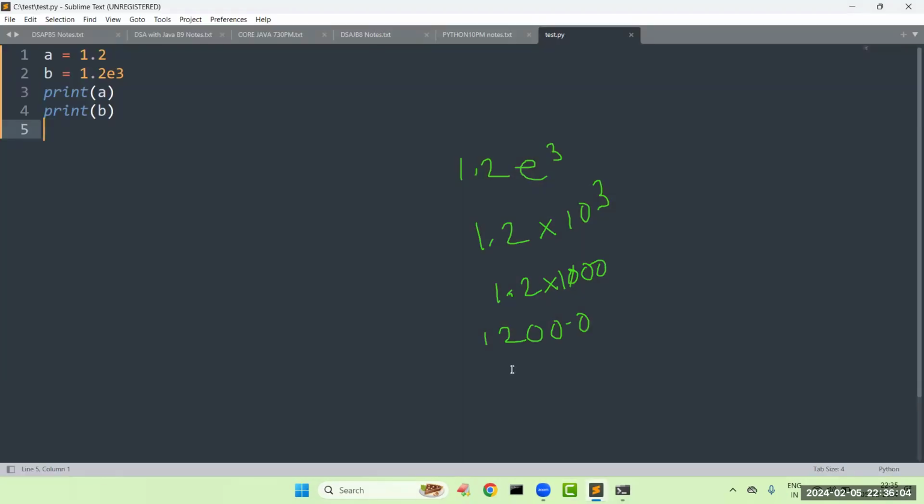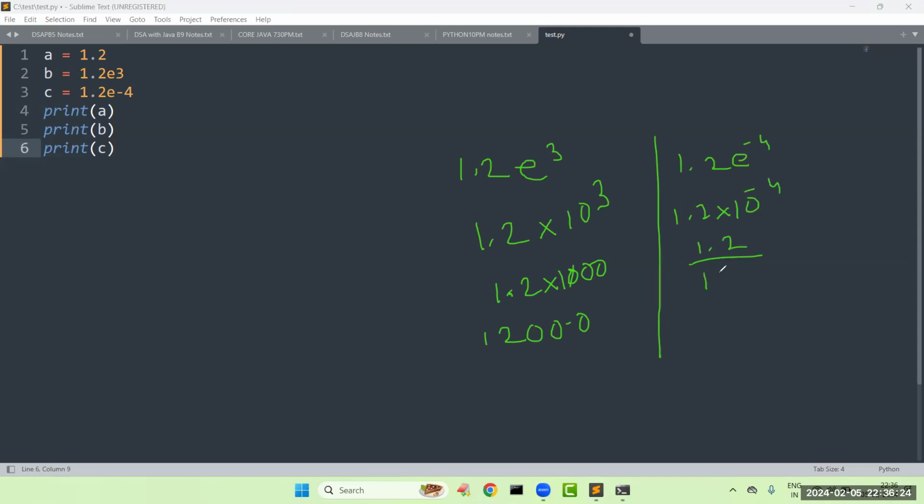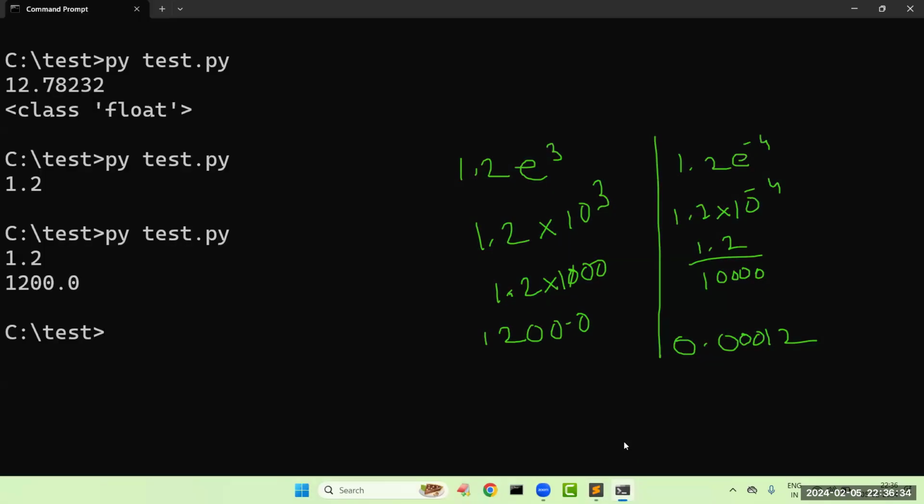Sir, now can I take C is equal to 1.2 e to the power minus 4? Can I take like this? Yes, no problem. Sir, minus means what? In the denominator, you have to take 1.2 e to the power minus 4. That means 1.2 divided by 10 to the power 4, something like that. Sir, which will print 0.0012, something like that we are going to get. Let me check. Yes, 0.00012, like that we are getting.